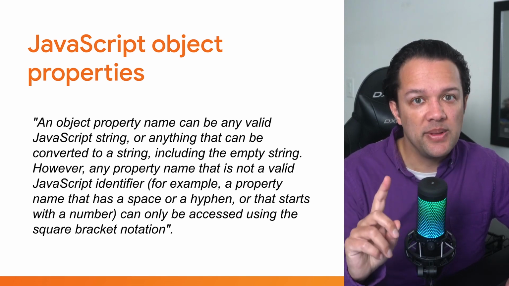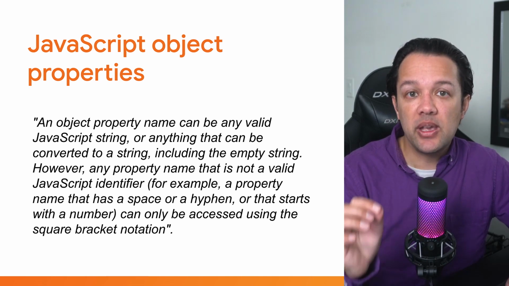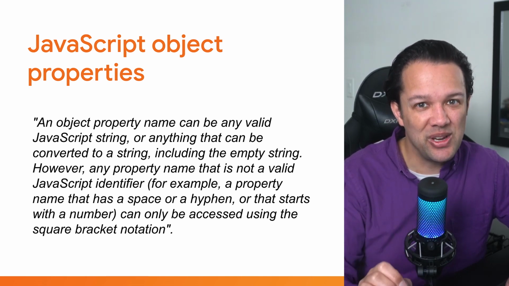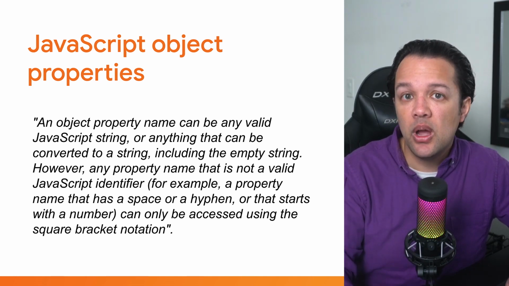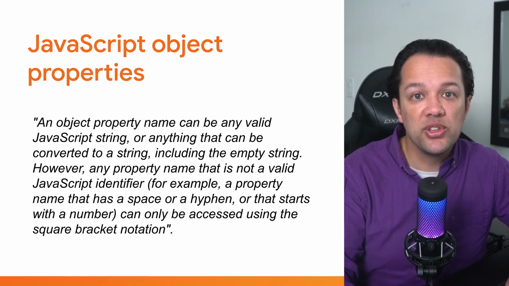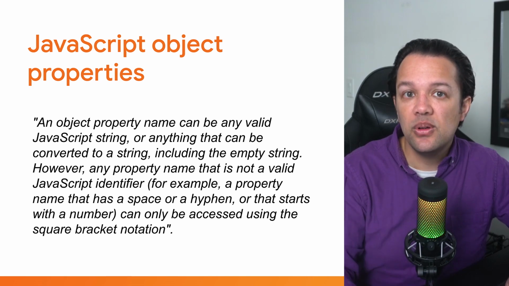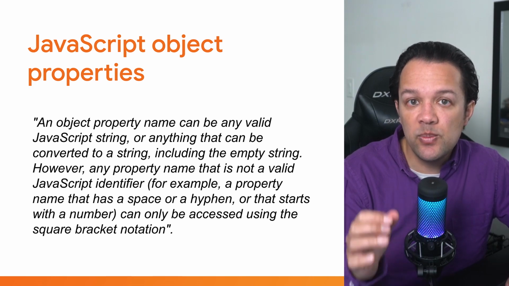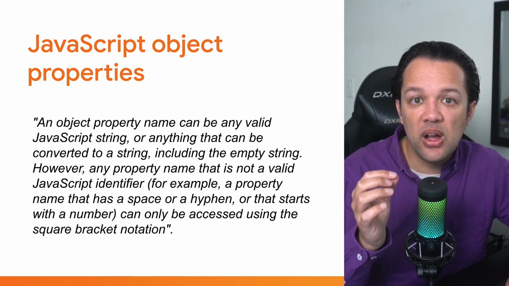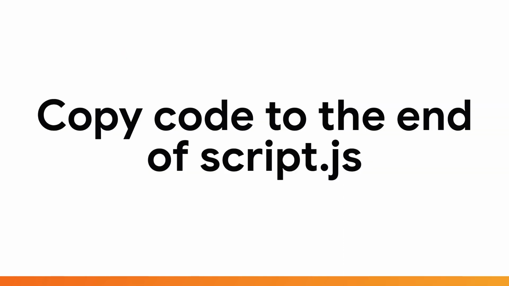JavaScript objects have the following properties. An object property name can be any valid JavaScript string or anything that can be converted to a string, including the empty string. However, any property name that's not a valid JavaScript identifier, for example, a property name that has a space or a hyphen or starts with a number, can only be accessed using the square bracket notation. So, as long as you use square bracket notation, you can create a rather efficient lookup table through this simple transformation, as you know that the words stored are guaranteed to be in a valid form to use in this case.